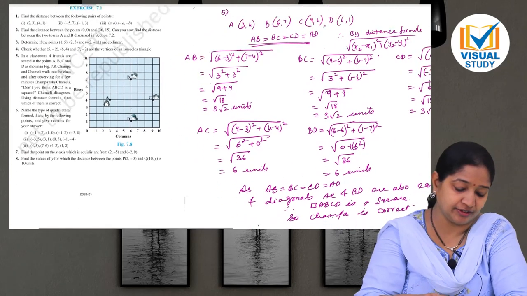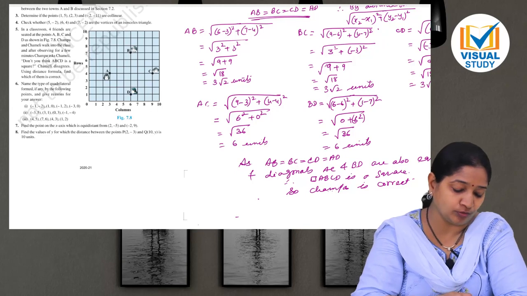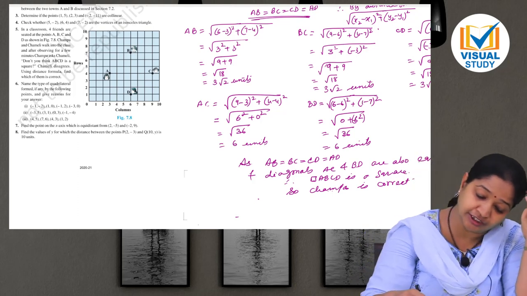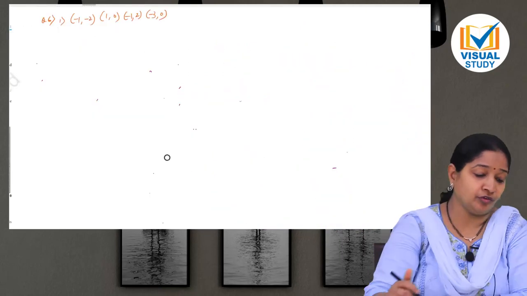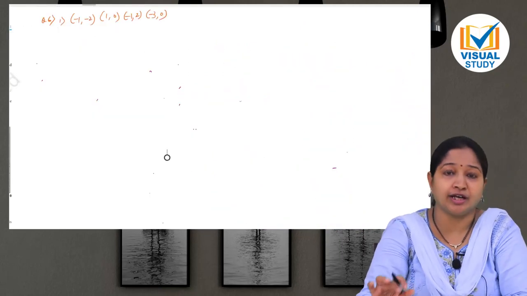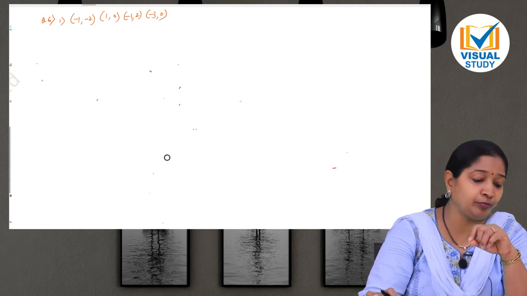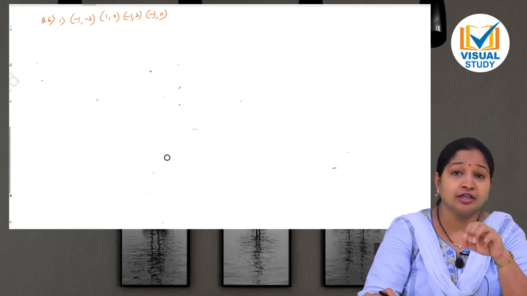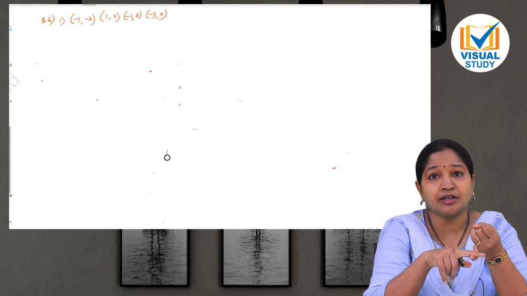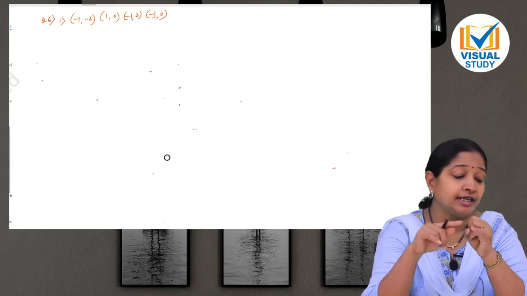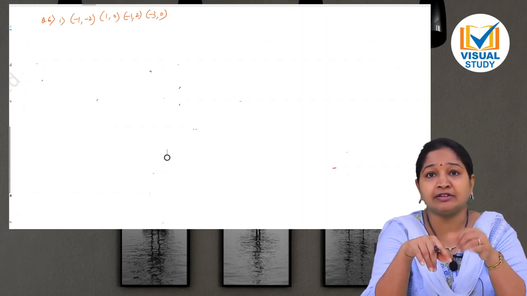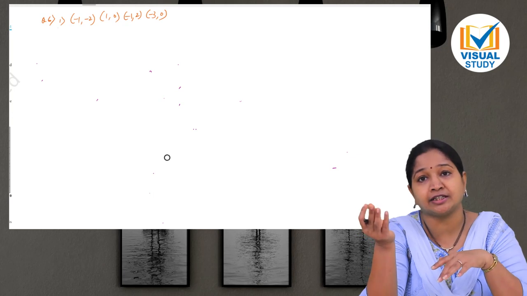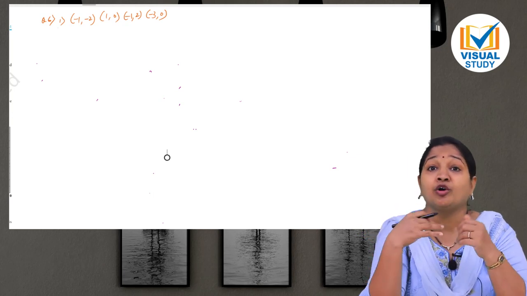What is our sixth one? Name the type of quadrilaterals formed, if any, by the following points, and give the reasons for your answer. So each and every sum now we are going to do by the distance formula method. We have to see by distance formula what is the situation there, like if AB is equal to CD or something like that, and all the sides are equal, then it is a square. If the opposite sides are equal, it is a parallelogram or rectangle, something.